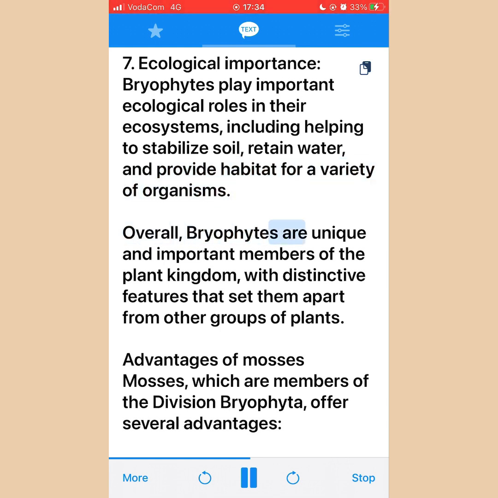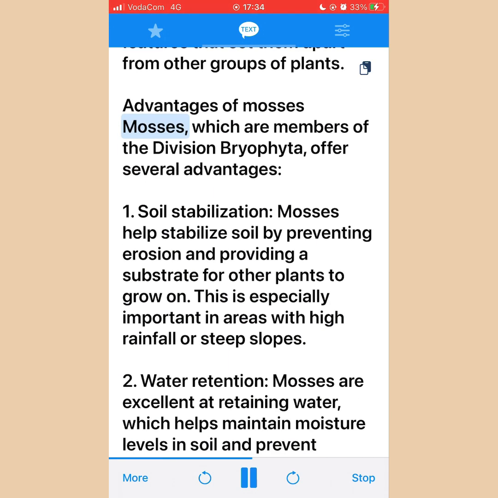Overall, bryophytes are unique and important members of the plant kingdom, with distinctive features that set them apart from other groups of plants. Advantages of mosses. Mosses, which are members of the division Bryophyta, offer several advantages. 1. Soil stabilization. Mosses help stabilize soil by preventing erosion and providing a substrate for other plants to grow on. This is especially important in areas with high rainfall or steep slopes.